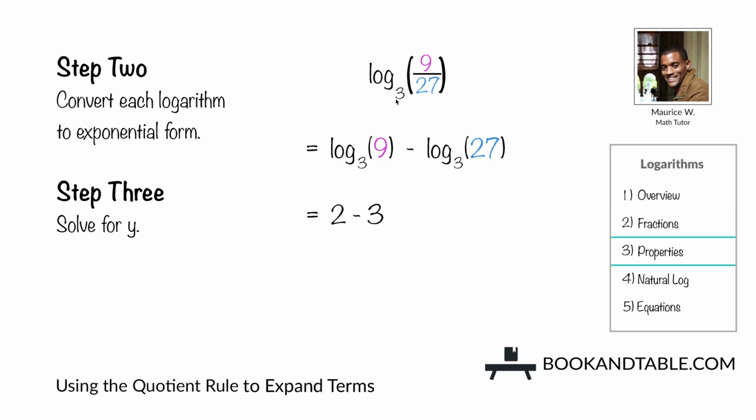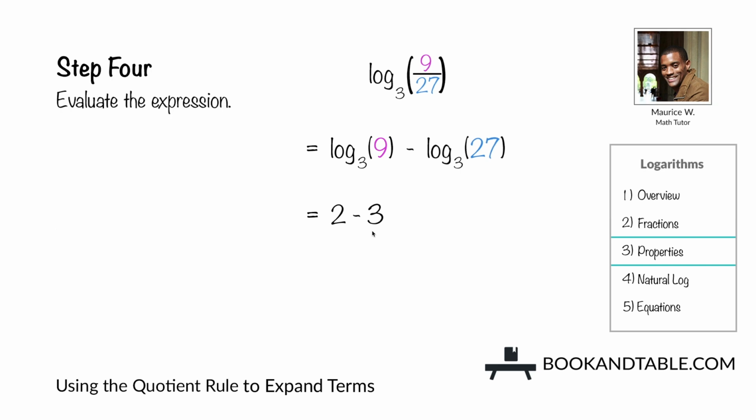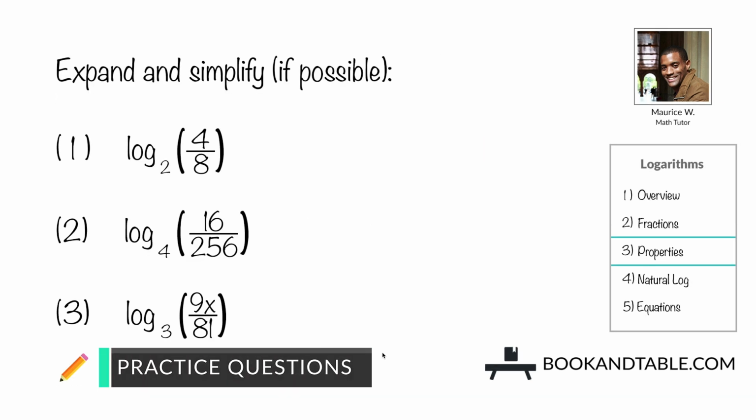So we find that the log of base 3 of 9 divided by 27 is equal to the log of base 3 of 9 minus the log of base 3 of 27, which is equal to 2 minus 3. And now we can evaluate the expression 2 minus 3, and that gives us negative 1. So the log of base 3 of 9 divided by 27 is equal to negative 1. And that is how we go about using the quotient rule to expand terms. Let's now have you try a few practice questions.